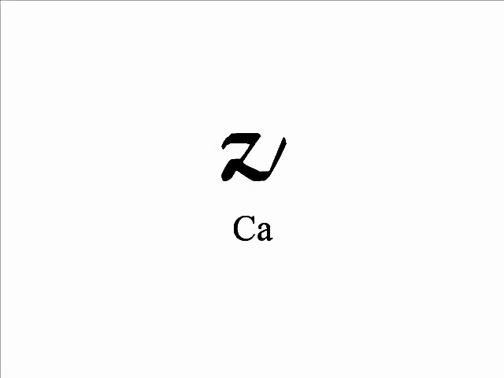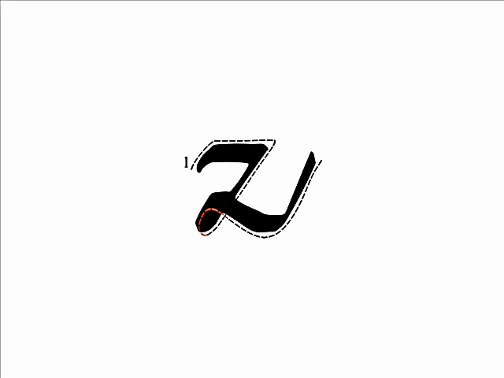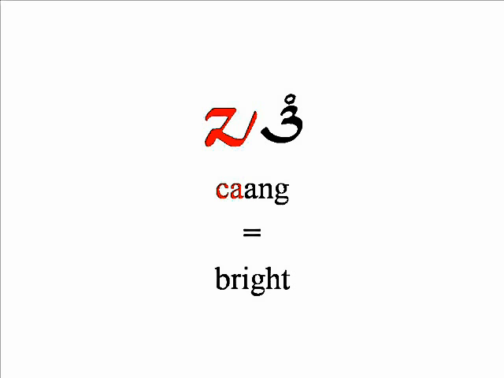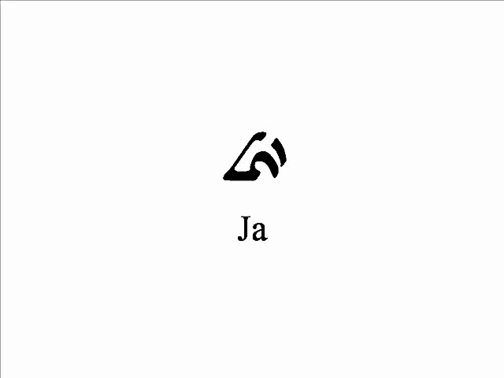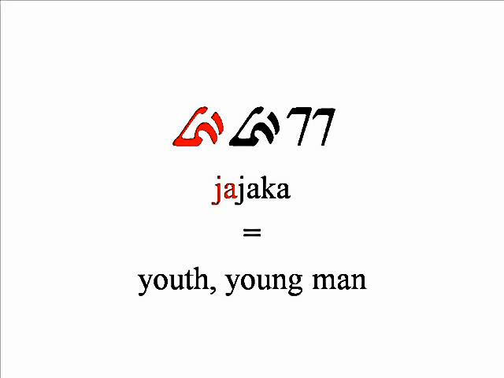The fourth letter is Cha, as in the word chakra, without the H sound. The letter can be written as follows. The word example is Chaang, which means bright. The next letter is Ja, as in the word jar. This is how the letter is written until you can make the word Jajaka, meaning youth or young man.